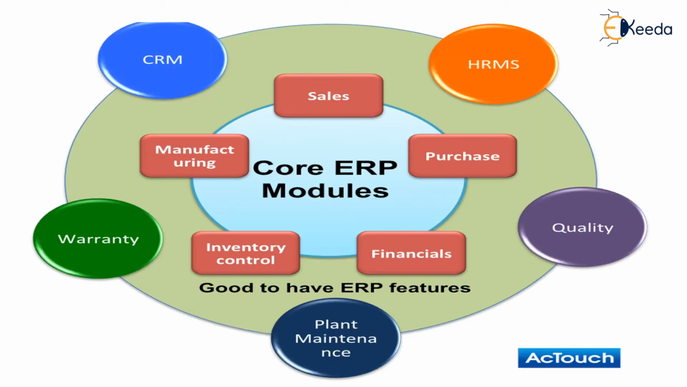The ERP system or the core ERP modules consists of sales, purchase, financials, inventory control, and the manufacturing. And based upon this, we'll be having the departments, customer relationship management, HR management system, quality, plant maintenance, and the final warranty which is required on the products and even the services.